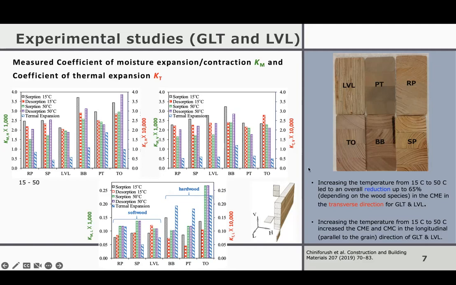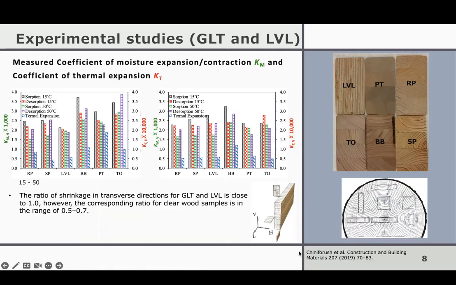The other thing we can say based on this figure is that increasing temperature from 15 to 50 led to an overall reduction of 60% in the coefficient of moisture expansion, but only in the transverse direction. What does it mean? It means when we move from 15 to 50, there's a bit of reduction. And it's only applicable to the transverse direction. For the longitudinal direction, we see that increasing the temperature has an effect on the coefficient of moisture expansion and the coefficient of moisture contraction in the longitudinal direction. So those are some of the observations we made based on these experiments.